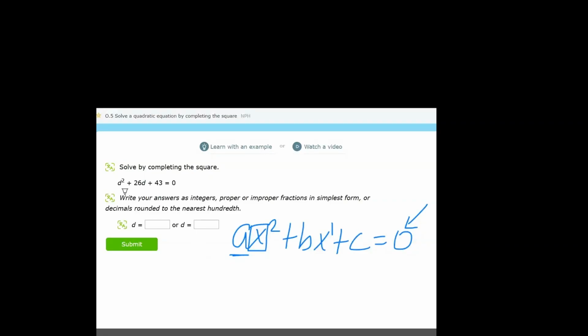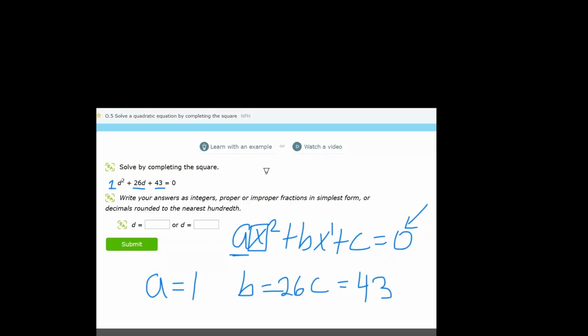Well, here in our problem, we have d instead of x. We just have a different variable, but that's okay. But let's try to identify our a, b, and c in the problem. Well, we know that there's really a hidden 1 here in front of the d squared. So our a is just 1. Our b is just the number in front of the variable to the first power, so d to the first power, and that's positive 26. And our c is just a number by itself, and that's 43.